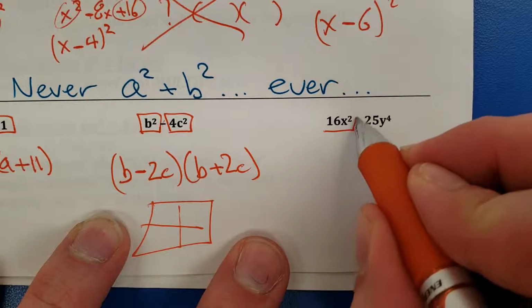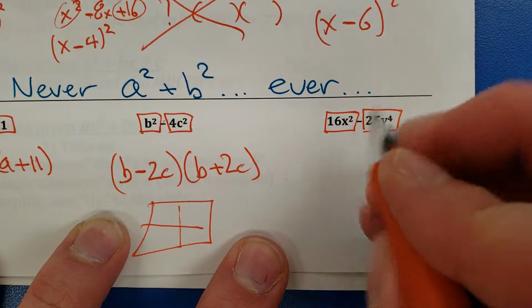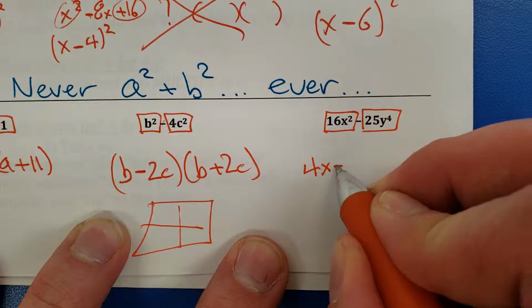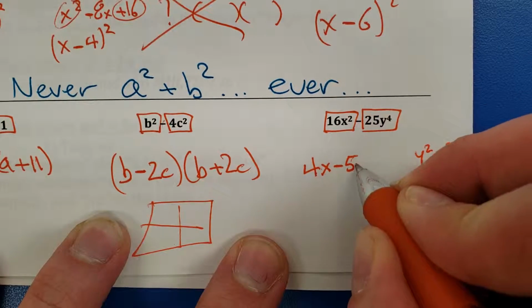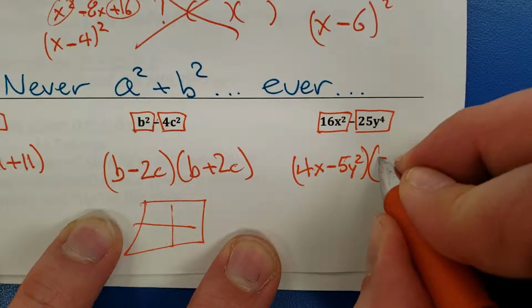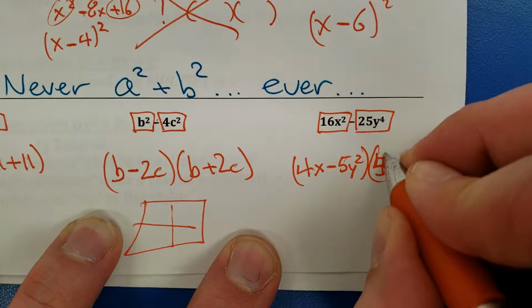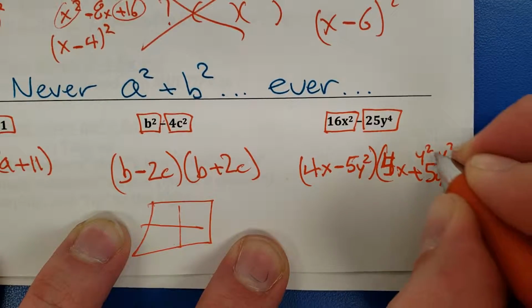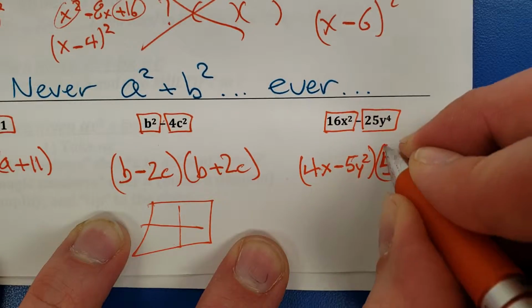Okay, here we go. So we have something squared minus something squared. This used to be 4x, minus this used to be 5y squared. 4x plus 5y squared. I could have used one of those. I was so close.